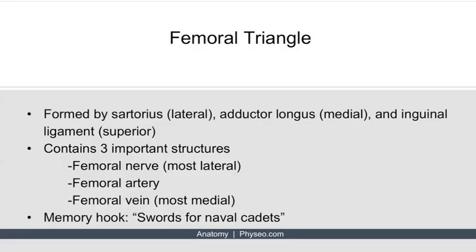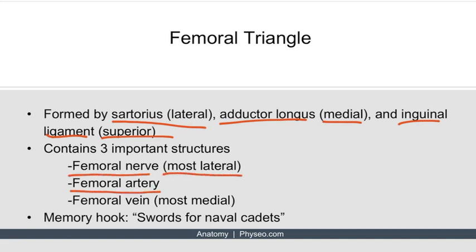Now I have written the three borders here. The femoral triangle is formed by the sartorius, which is the lateral border, the adductor longus, which is the medial border, and the inguinal ligament, which is the superior border. And within the triangle, there are three important structures to remember. The femoral nerve, and this is the most lateral one, the femoral artery, which is in the middle, and the femoral vein, which is the most medial component.